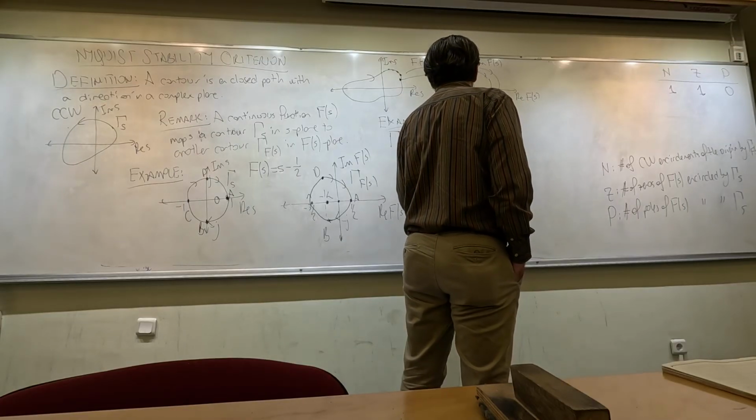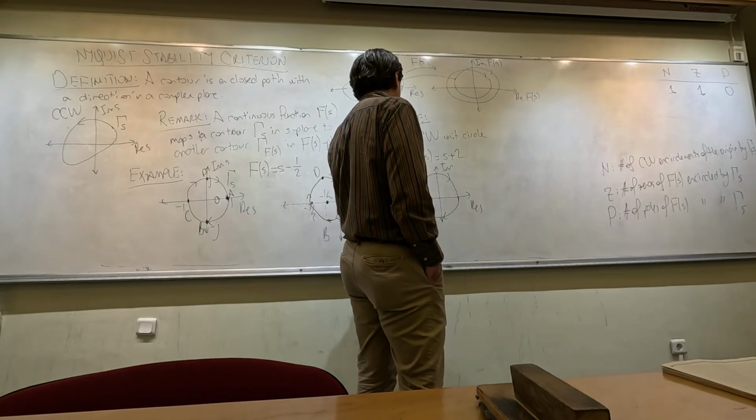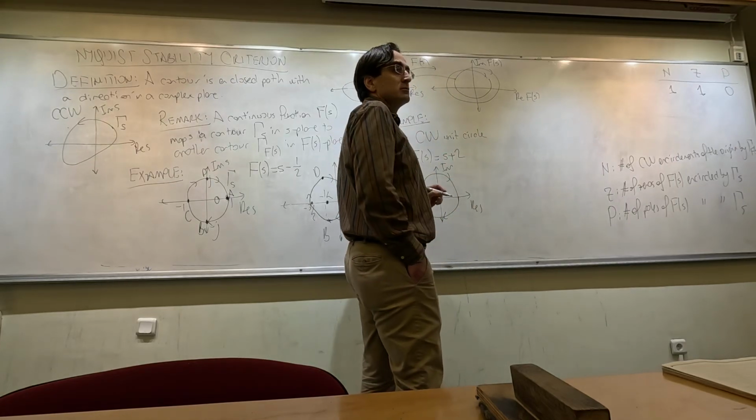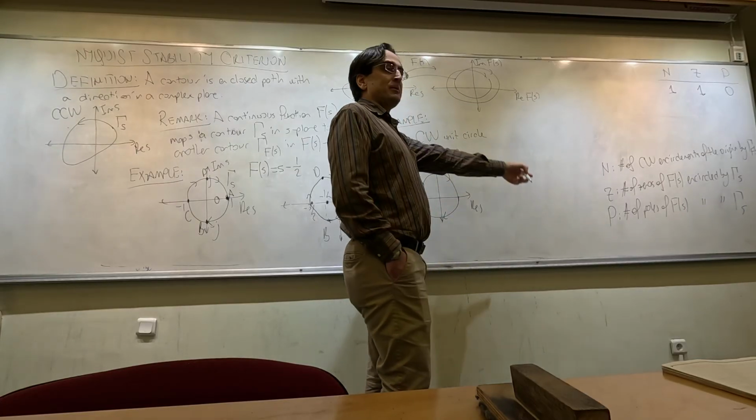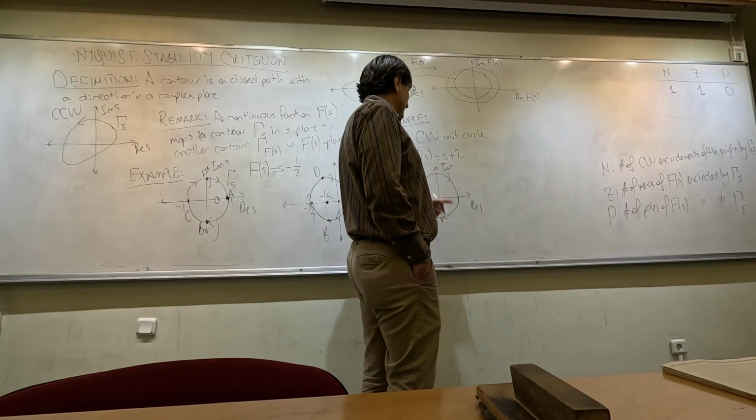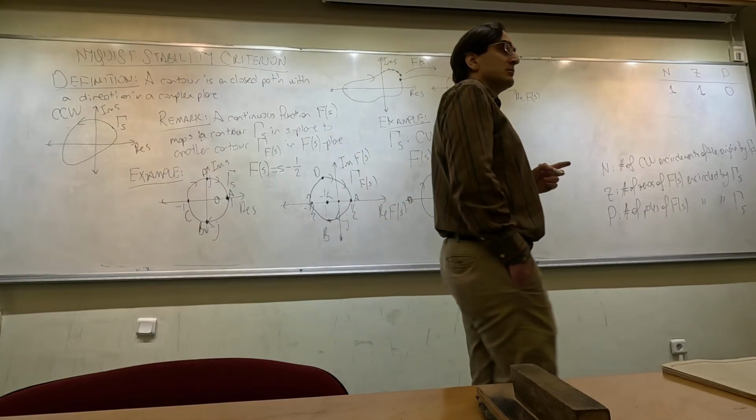This is my unit circle. It is clockwise. And I see that s plus 2 has a 0 at the point minus 2. Okay? So in this case, what are z and p, as they are related to gamma s? And what is z and p for this example?